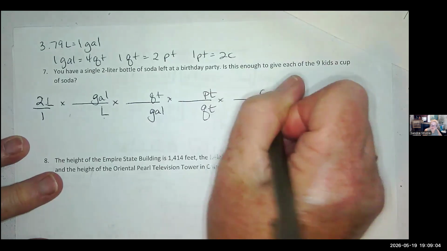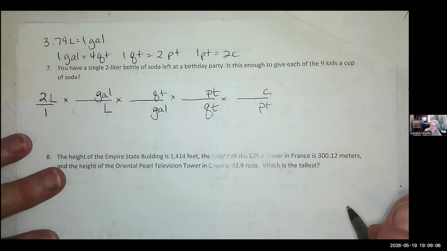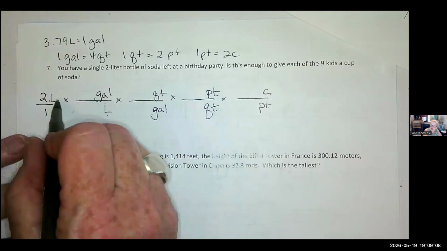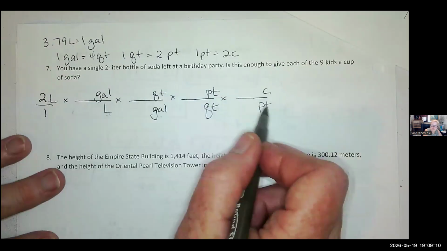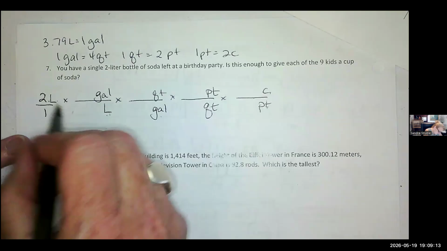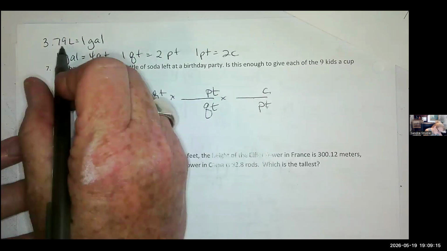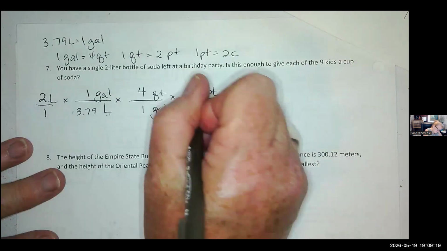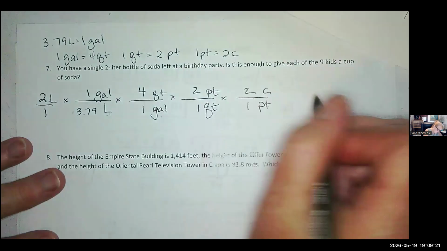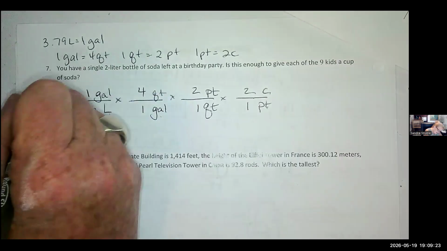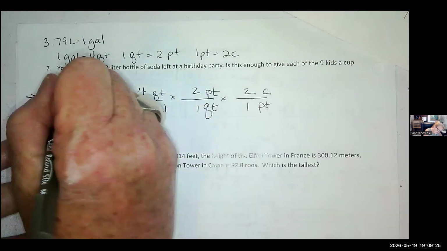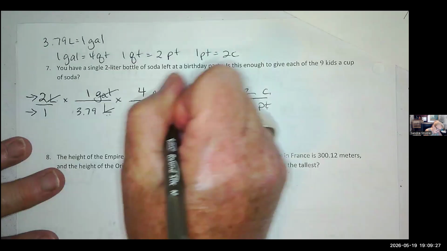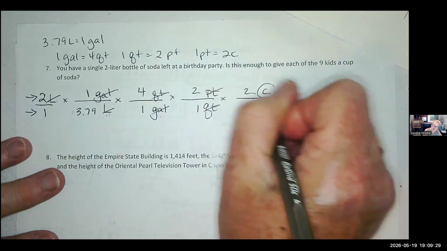Okay. Once you get these set up to where they will cancel each other out properly, left with cups, plug in your numbers. 3.79 liters, 1 gallon. 1 gallon is 4 quarts, 1 quart is 2 pints, 1 pint is 2 cups. Multiply straight across. Liters are gone, gallons are gone, quarts are gone, pints are gone, left with cups. Fantastic.